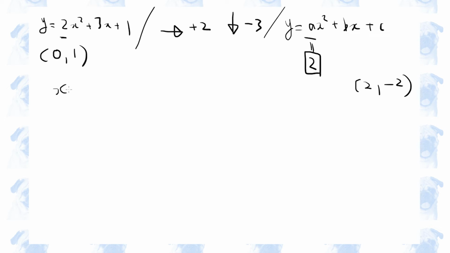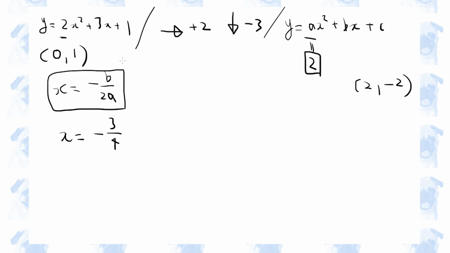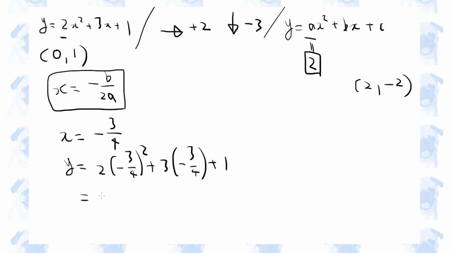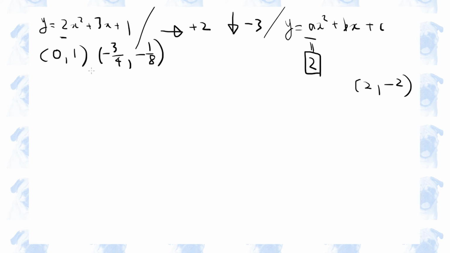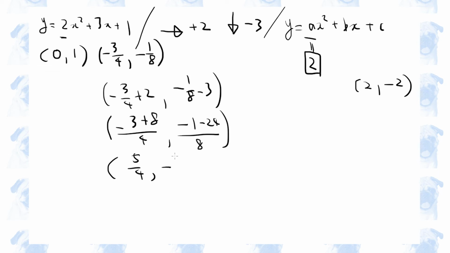Next, let's find the coordinate of the vertex of the original parabola. The x-coordinate of the vertex can be found by using this formula. And let's substitute this value of x into the equation here. So the vertex of the original parabola is at minus 3/4, minus 1/8. Just like we did with the previous point, let's shift the vertex by 2 units in the x direction and minus 3 units in the y direction. So this is the new vertex.